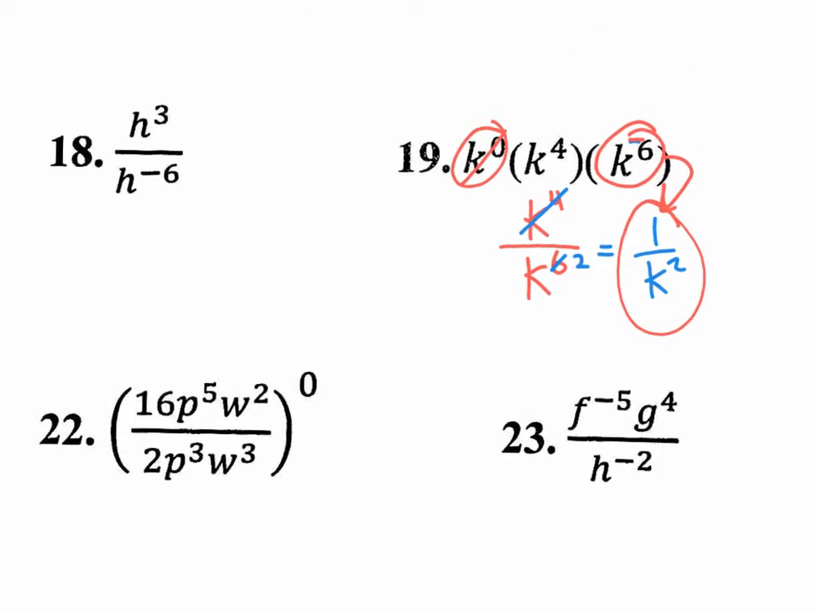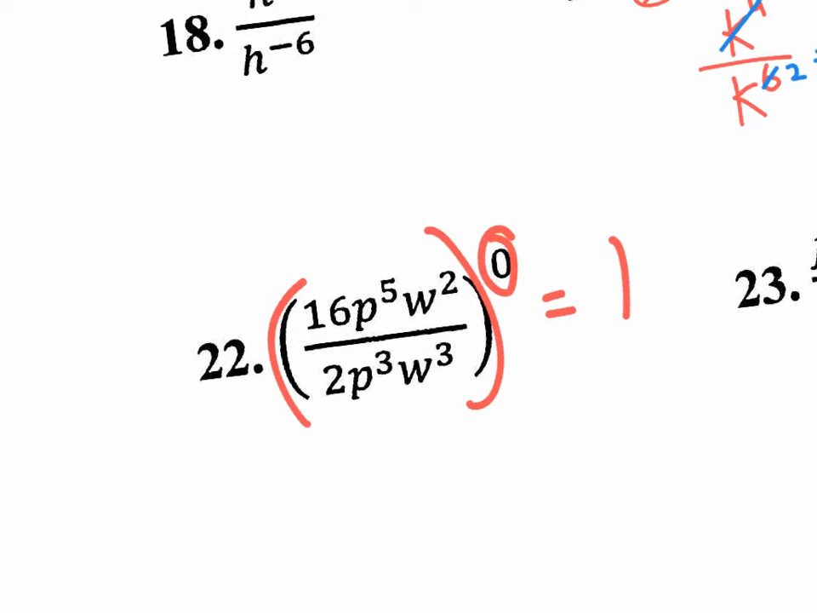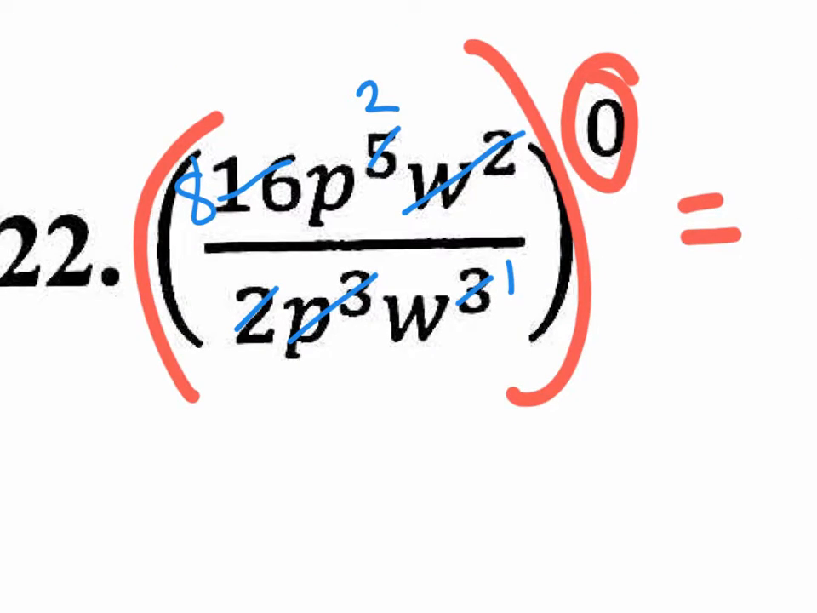Some of it is super easy, like number 22. What's the answer? 1. There's no need to even think about it, because the whole thing is in parentheses, and it has a power of 0 on the outside, and we know that anything to the power of 0 equals 1. So it would be kind of ridiculous to go to the inside of this thing and start canceling out the 2 with the 16, get an 8, cancel out the p to the 3rd with the p to the 5, get a p to the 2nd, w squared with these cancels, you get a 1 left over. What's the point of doing all that if you already know that the outside exponent is a 0, which causes the whole thing to become a 1?